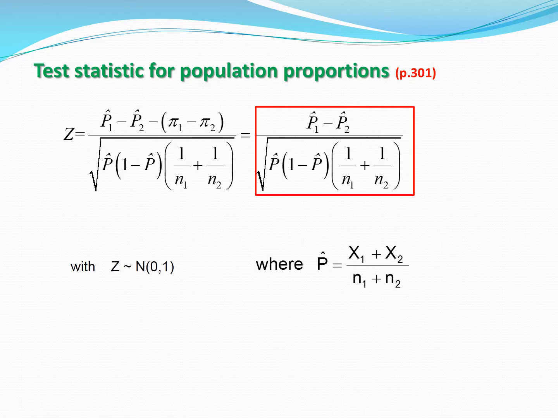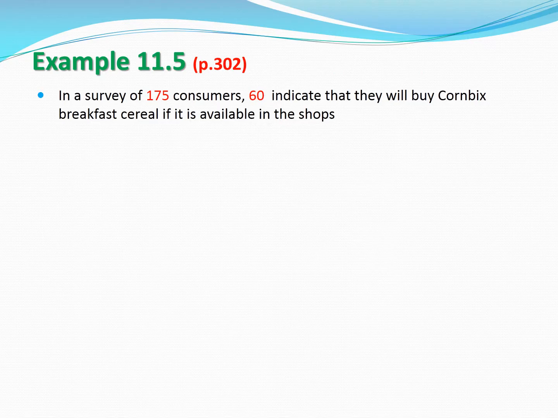It's called the pooled sample proportion, and it's a common proportion that we calculate for the sample data that was selected from the two populations. And then your test statistic follows the standard normal distribution, so we will use the Z table to determine the probabilities in step 4. An example of this is given in example 11.5 on page 302.